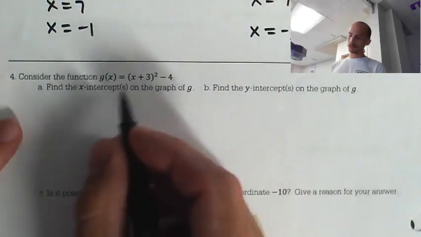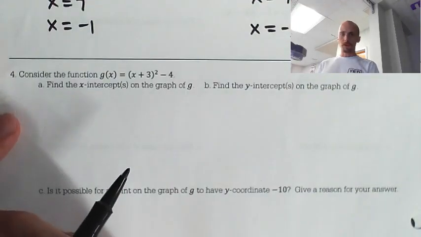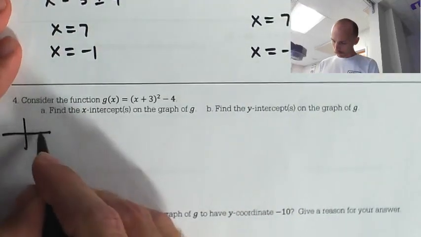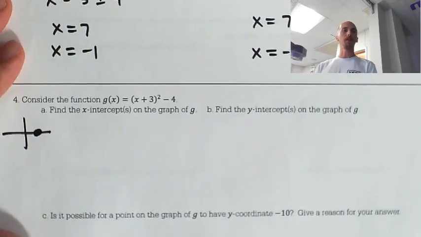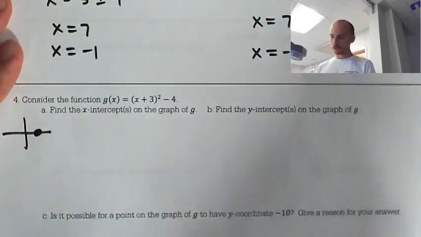And now here we've got another function that we're going to be considering. The function g of x is x plus 3 squared minus 4. Okay, x-intercepts on the graph of g. An x-intercept, I'll draw the diagram for you this time, is going to be a place where y equals 0. And g of x, that's just code for y. So what we're going to do is we're going to set the thing equal to 0.